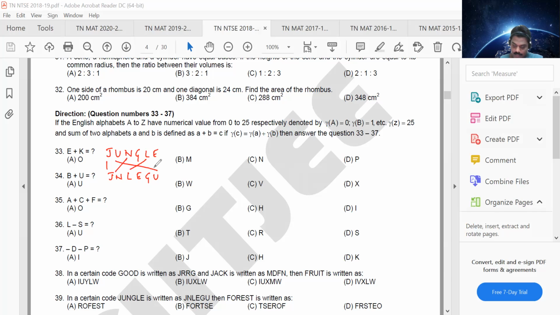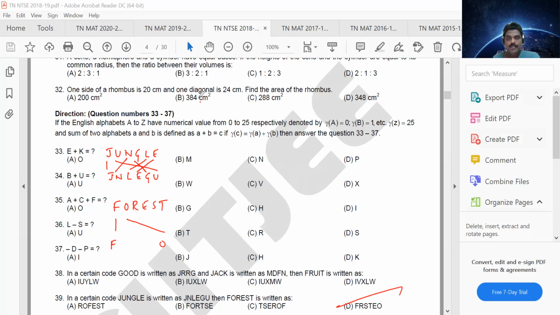Second letter has gone to the last place. G has come to the 5th place, and E has come to the 4th place. Right. So similarly here also for forest, you will apply the same logic. F will be as it is. O will go to the last place. Right. You have only one such option over here. So your answer is FRSTEO. Right.